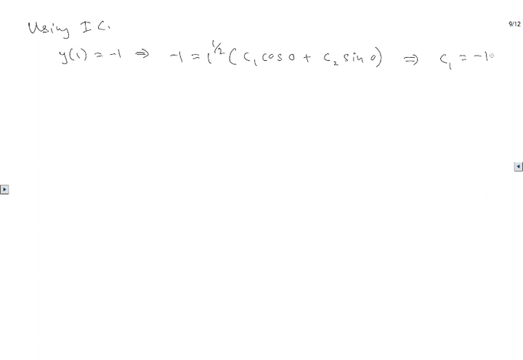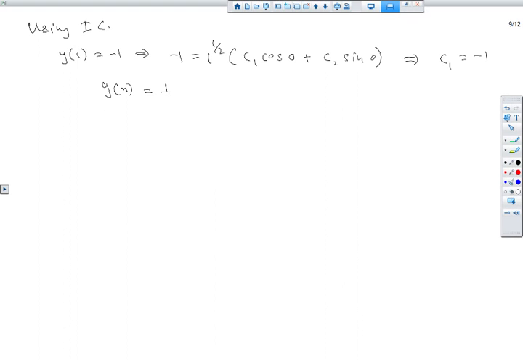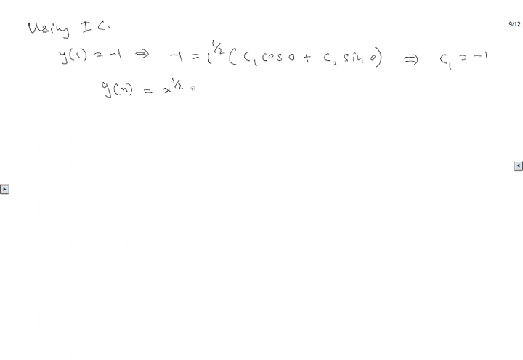Now we can plug that into the equation and take the derivatives. Your solution looks like this now: y(x) equals x to the 1/2 times c1, which equals -1, so it's easier to simplify, cosine of 2 ln x, plus c2, which we don't know yet, sine of 2 ln x. That's what we have. Now what we do is take derivatives.